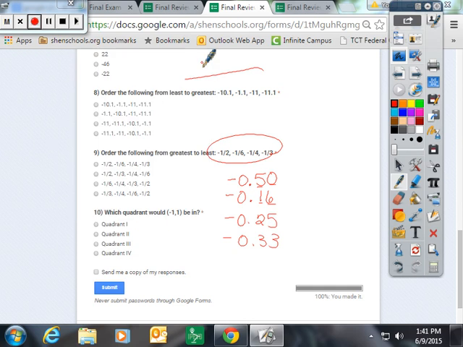So this is a very tricky thing to think about. I'm going to highlight the important words. Order the following from greatest to least.